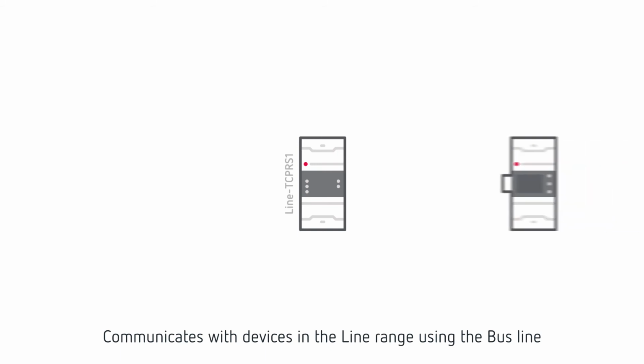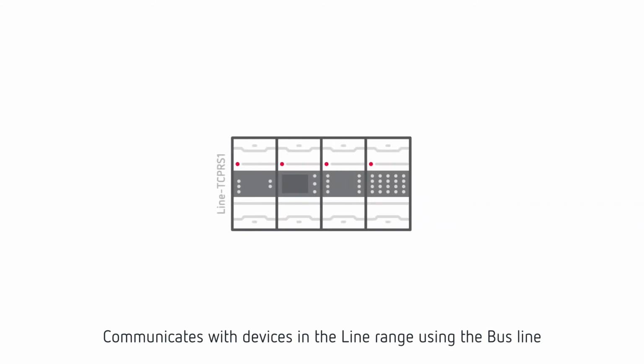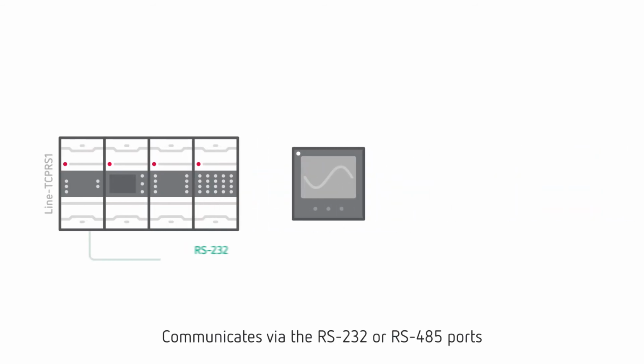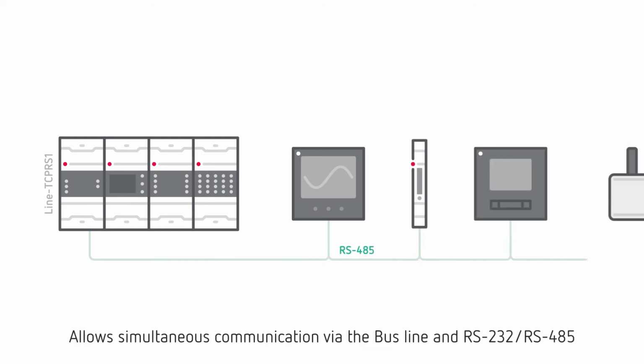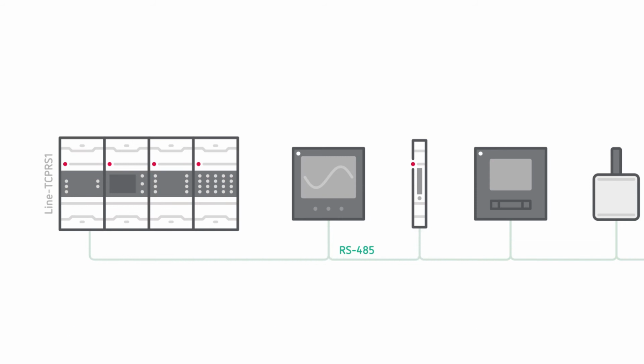The Line-TCPRS1 is part of the Line range of devices and can thus be connected directly to other Line devices via its lateral connector. It also has terminals for wiring an RS-232 or RS-485 system, allowing data to be sent simultaneously on the serial bus and the Line bus.